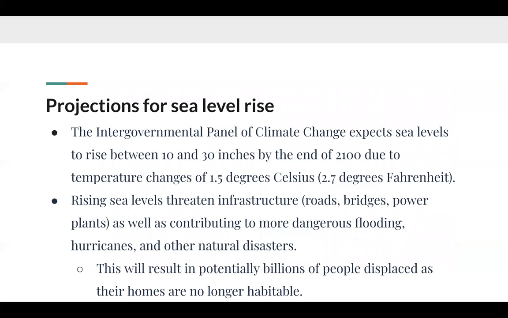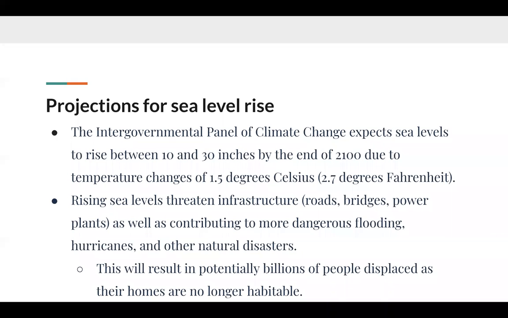Projections for sea level rise. The Intergovernmental Panel on Climate Change expects that by the end of 2100, sea levels are going to rise between 10 and 30 inches due to temperature changes of 1.5 degrees Celsius. This can cause major problems, threatening infrastructure like roads, bridges, and power plants, as well as contributing to more dangerous natural disasters like flooding and hurricanes.